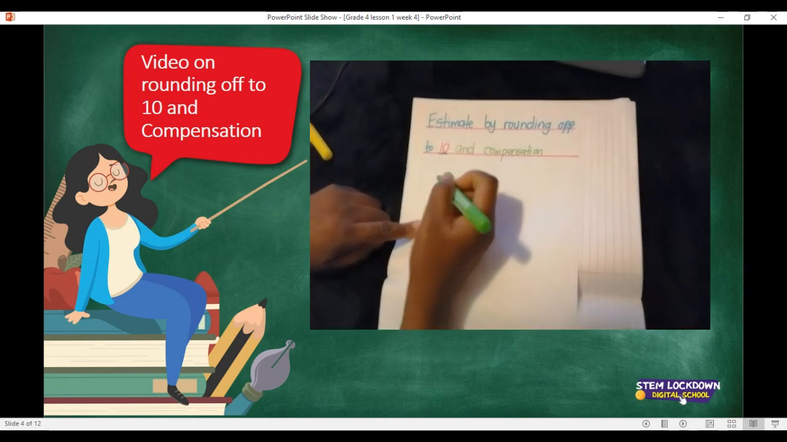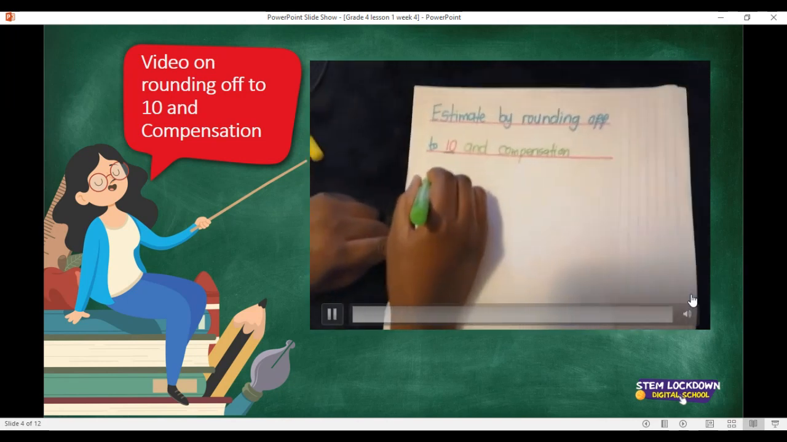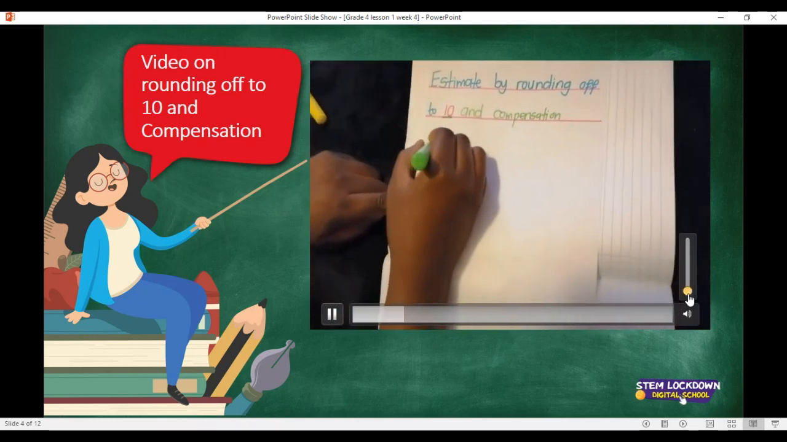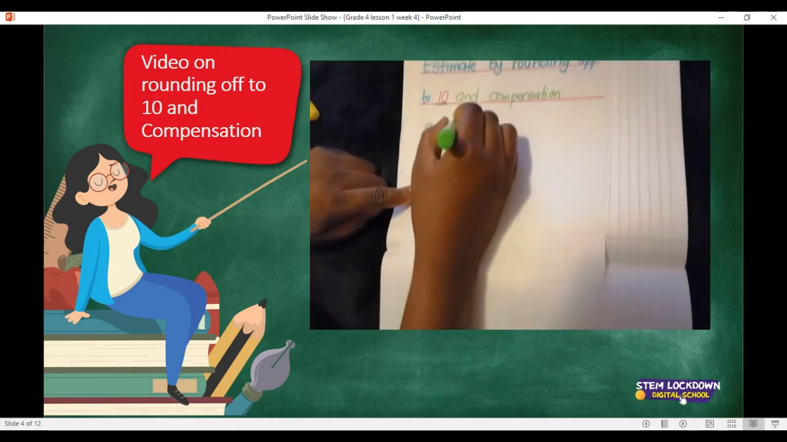Okay, so what you're basically seeing there on the video, we are rounding off and compensating to the nearest 10. So this means that the numbers that we are adding is to the nearest 10.